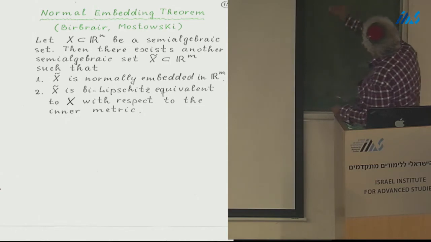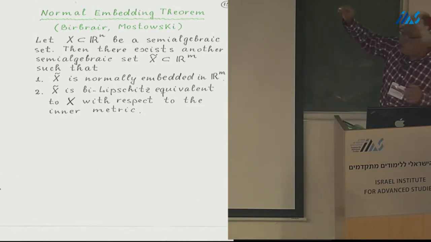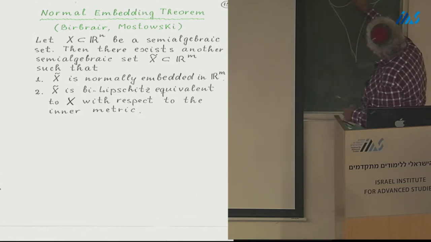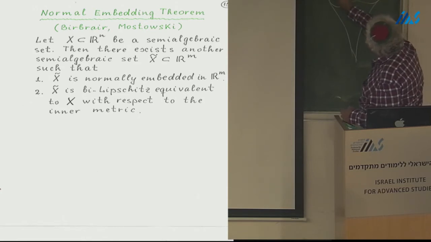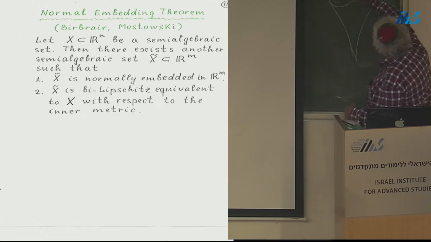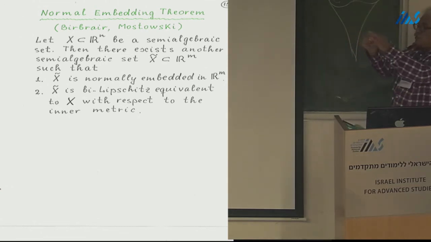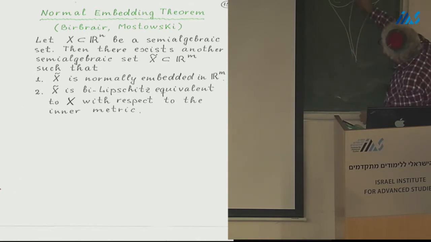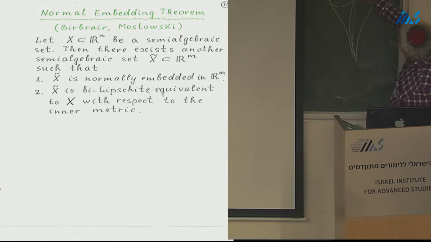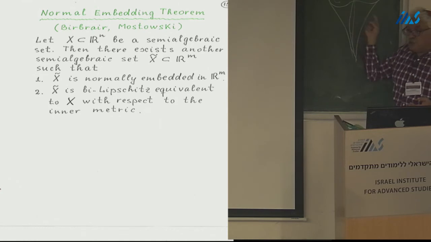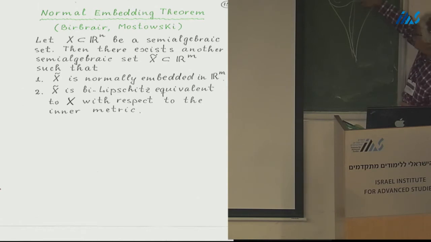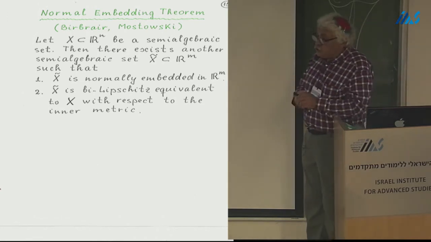There are plenty of examples. I'm sorry for making the same picture all the time, but suppose that it's a real surface. Then you have two metrics, the inner metric and the outer metric. If two arcs are much closer to one another, with a big tangency, the outer metric knows about this, but the inner metric knows nothing about what happens. So then this is not normally embedded.